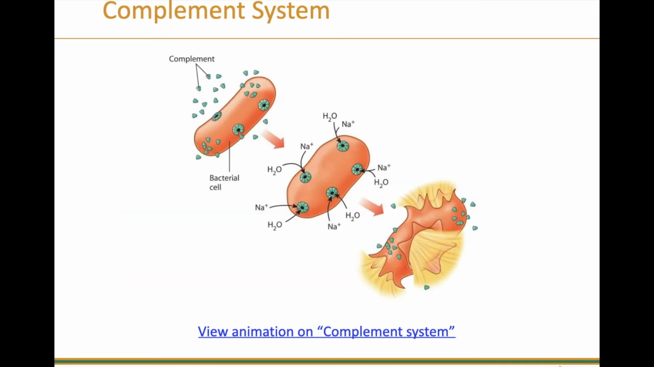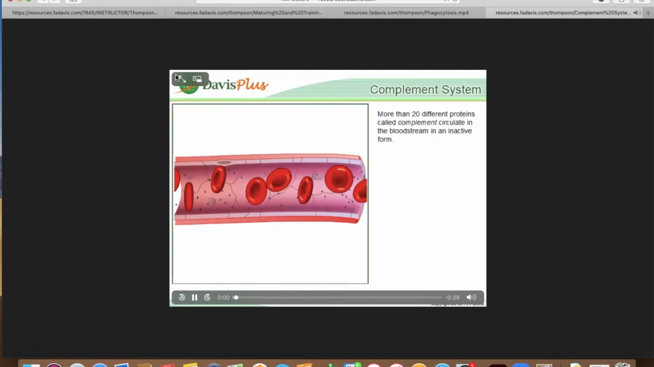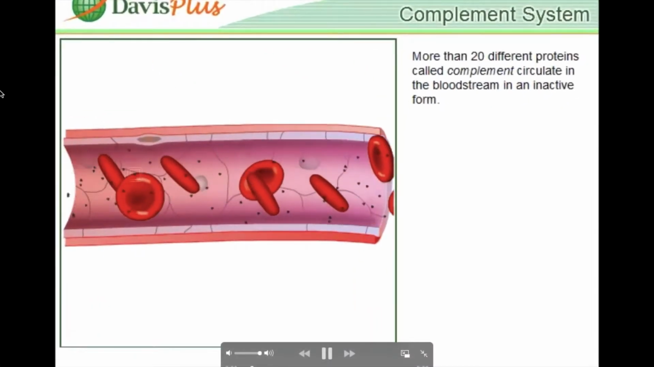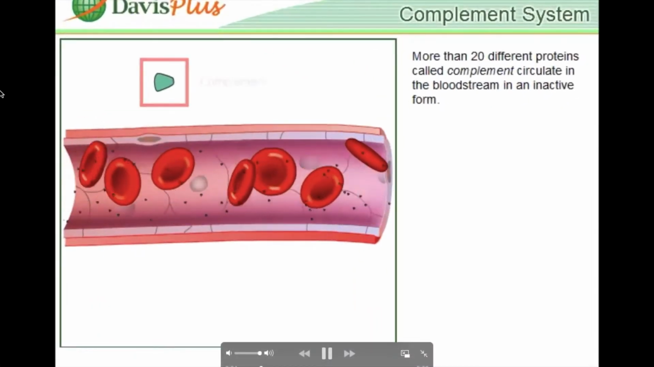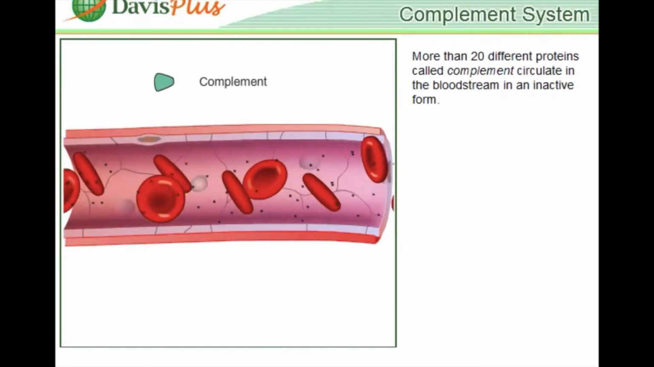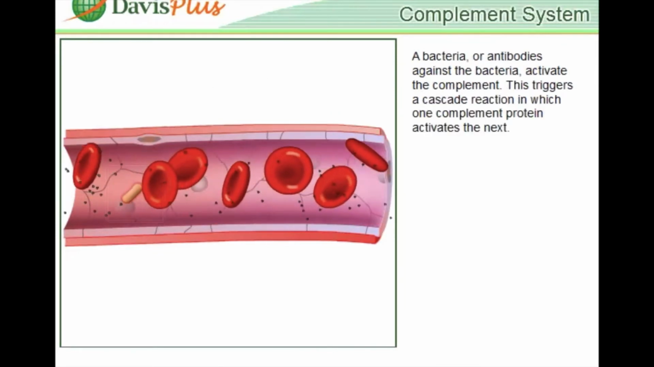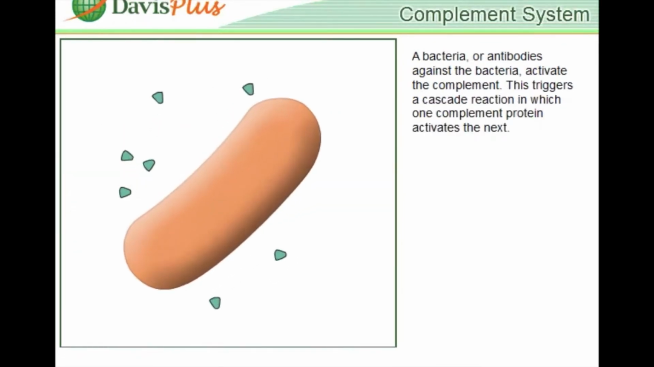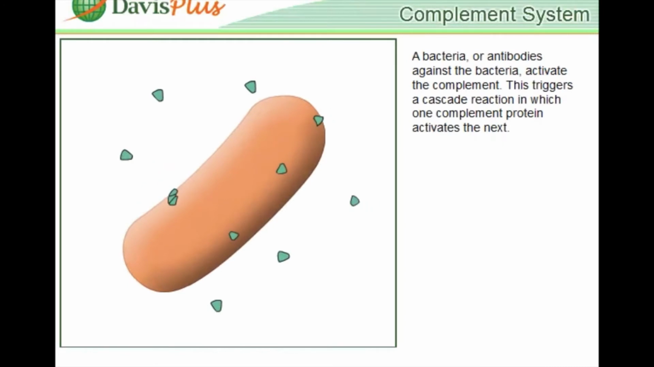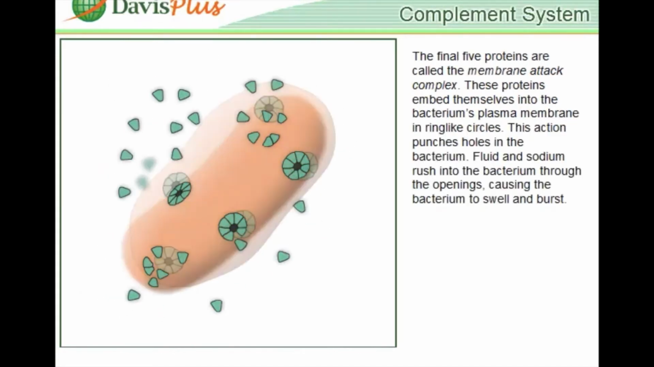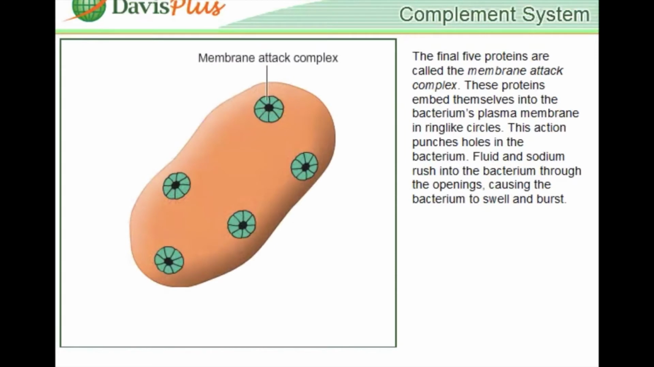Alright, next we need to know how the complement system destroys the bacteria. More than 20 different proteins called complement circulate in the bloodstream in an inactive form. A bacteria, or antibodies against the bacteria, activate the complement. This triggers a cascade reaction in which one complement protein activates the next. The final 5 proteins are called the membrane attack complex.